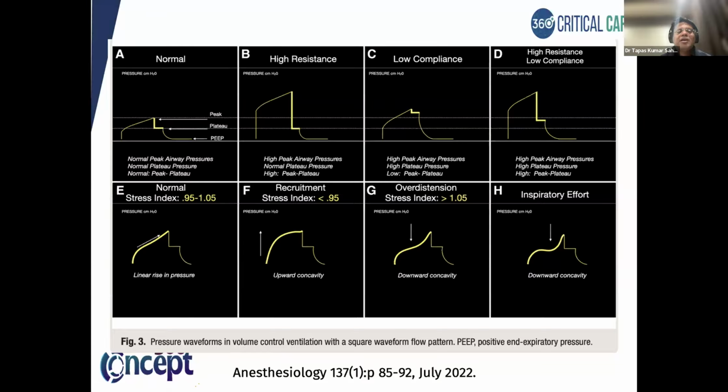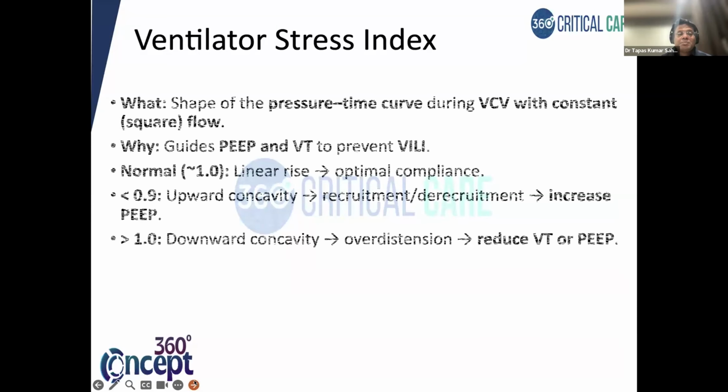It is 0.9 to 1, or 0.95 to 1.05. If you are doing the recruitment, the stress index would be less, with upward concavity. Over-distension would be more than 1.05, with downward concavity, and inspiratory effort would also show downward concavity. Now, if the examiner expects you to tell 2-3 lines about the ventilator stress index, VSI, what is this?